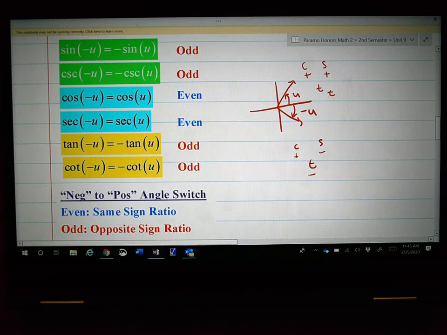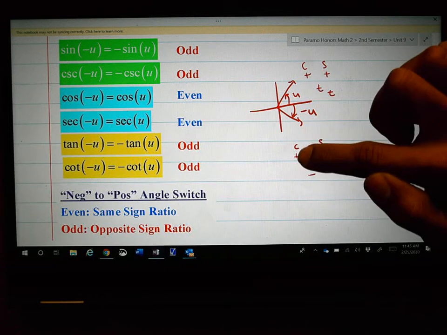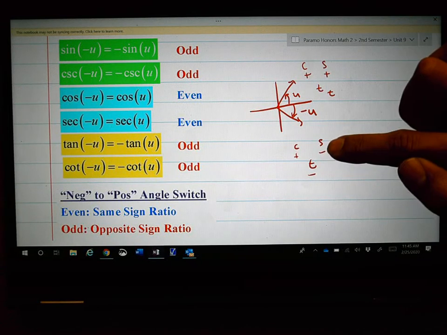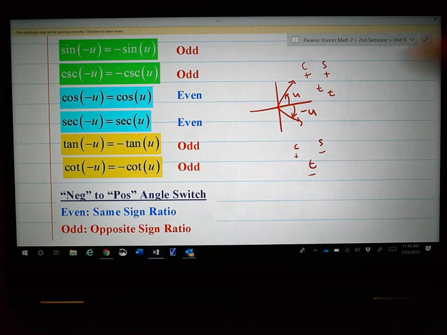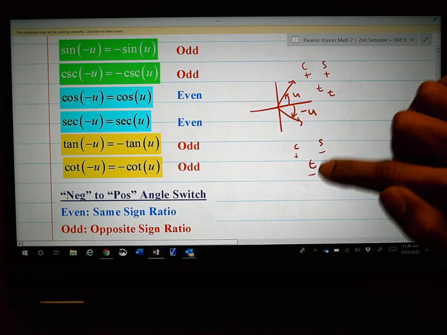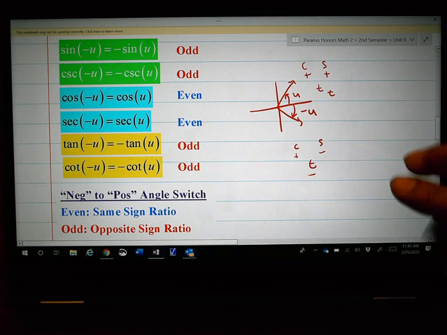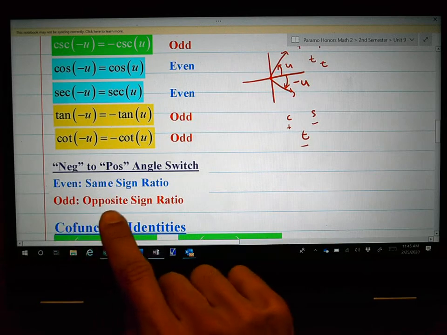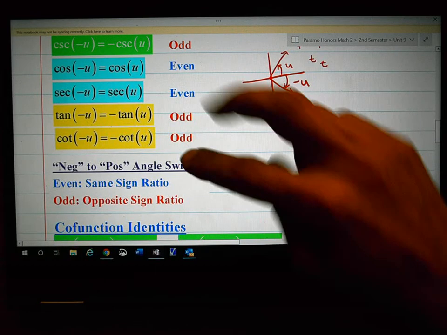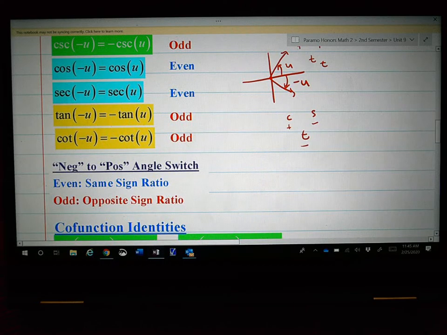Think about that. Cosine stays the same. Sine changes, so does its cousin. Tangent was a negative, switches to a positive. It switches sign. The odd ones will always change signs, including their cousins. The even one, which is cosine, and its cousin will stay the same sign. If it starts off as a negative, it stays a negative. If it starts off as a positive, it will stay a positive for evens.